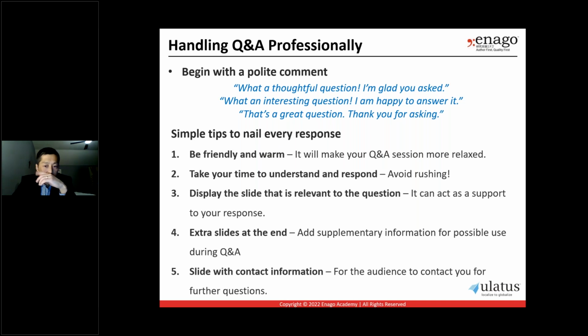It will make your question answer more relaxed. Take your time to understand and respond. Avoid rushing, avoid dismissing the question. If you have to go back to the slide to answer the question, you can go back and do that. If you can anticipate questions, even better.